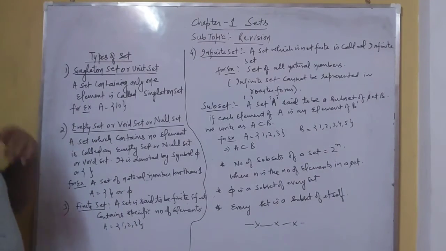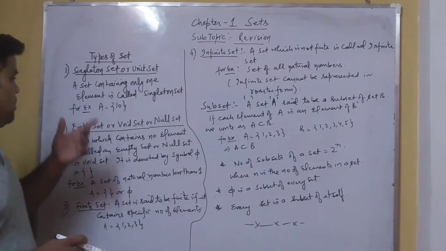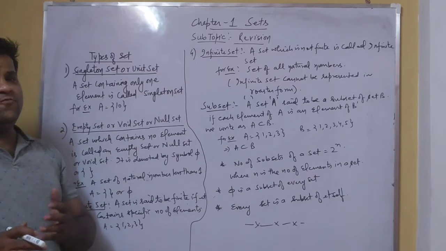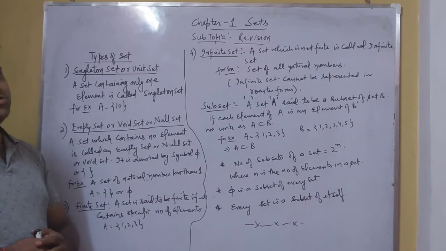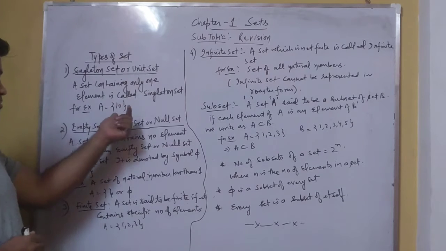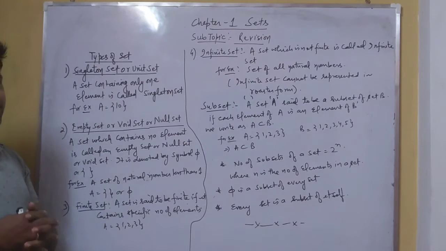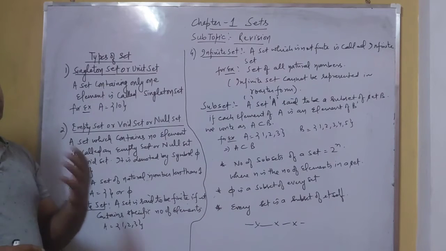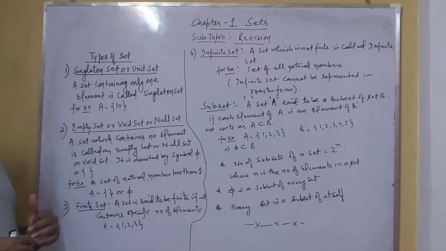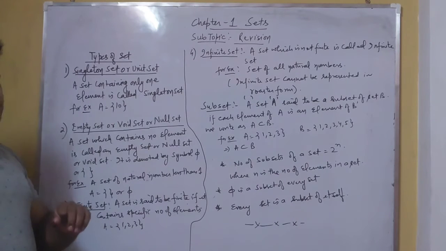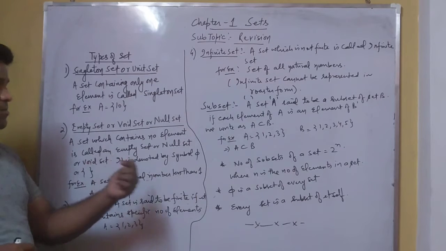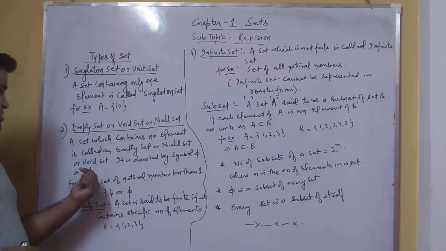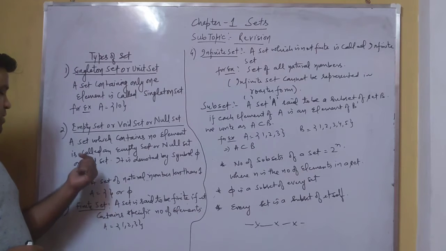Types of sets. First is the singleton set or unit set. We know that a set containing only one element is called a unit set or singleton set. We have an example for this. Second is the empty set, void set or null set. When a set does not contain any element, such a set is called a null set, void set or empty set. We represent such a set by the symbol phi or by curly braces with no element.